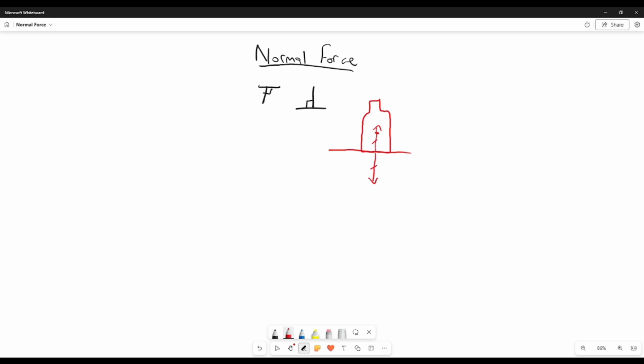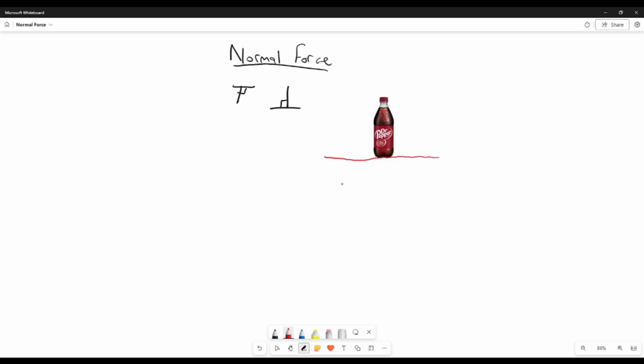So to calculate the normal force acting on your bottle of Dr. Pepper, it should be relatively simple. On a flat table, and let's pretend this is flat, the normal force is simply equal and opposite to the weight of the bottle of Dr. Pepper. Remember that weight means the force. It's the force that gravity is applying on an object. Weight is generally measured in newtons.